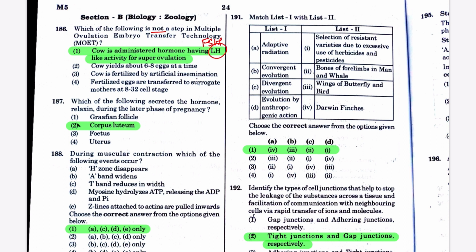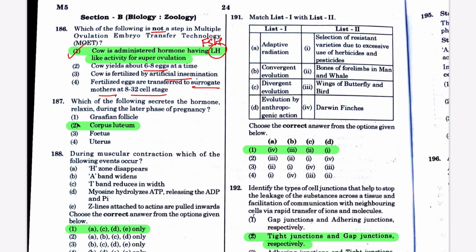FSH is required to induce more follicles, right? So the cow will yield 6 to 8 eggs at a time, it is right. The cow is fertilized by artificial insemination is right. So the fertilized eggs are transferred to the surrogate mother at the 8 to 32 cell stage. This is also right. So option 1 is not a step.